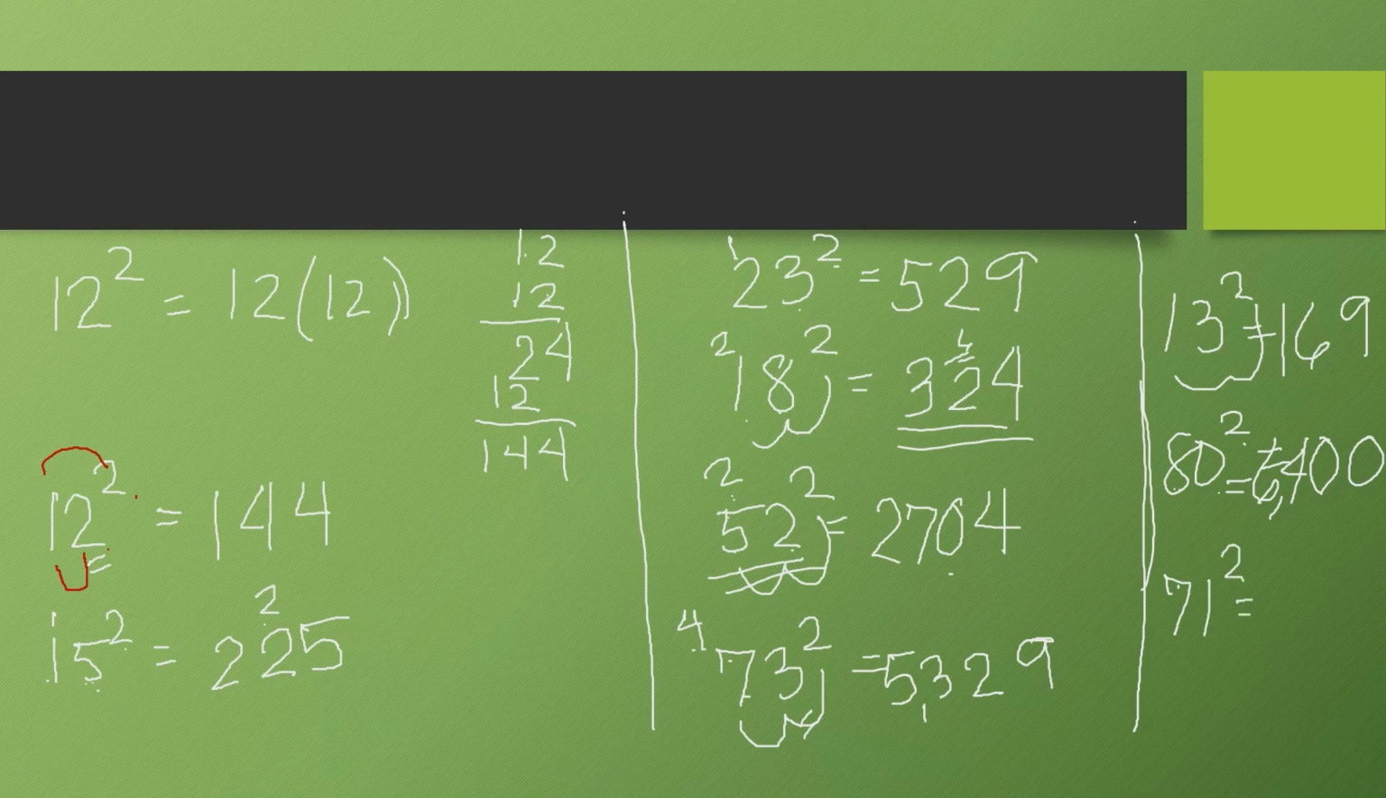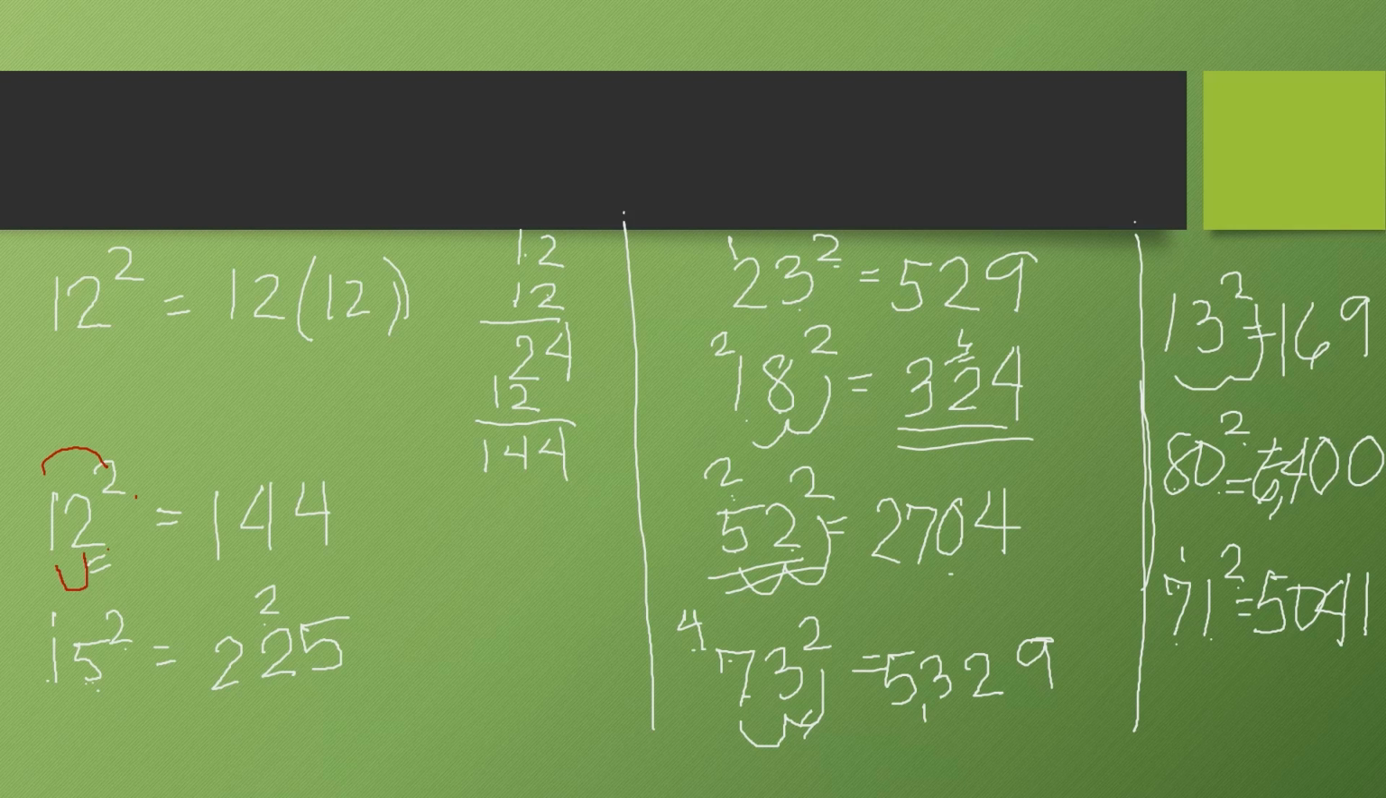Okay, another is 71. What is the square of 71? The square of 1 is 1. 7 times 1, 7, times 2, 14. Carry 1. Square of 7, that is 49, plus 1 is 50. We have 5,041.